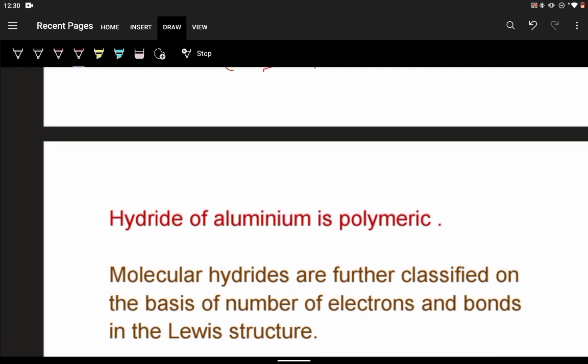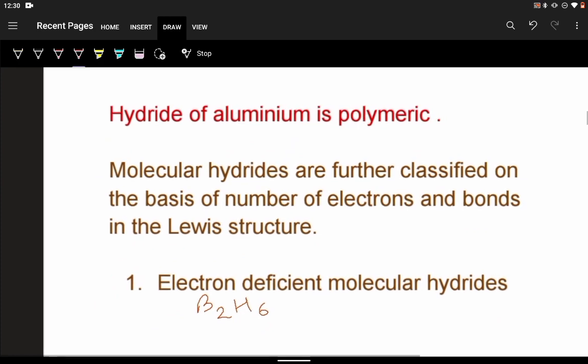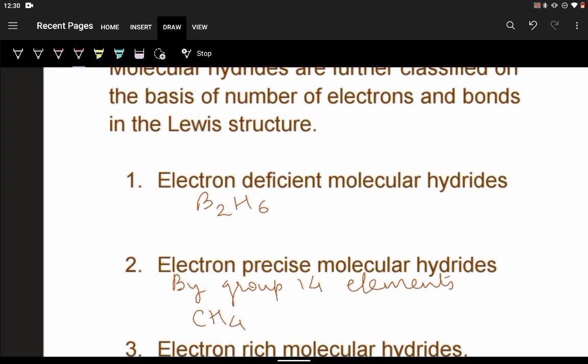The molecular hydrides can be classified on the basis of how many electrons and bonds are present in the Lewis structure. In case there is electron deficiency, then we call them electron deficient molecular hydrides, as we find in the type B2H6 diborane. In this there are fewer electrons when we write the conventional Lewis structure.